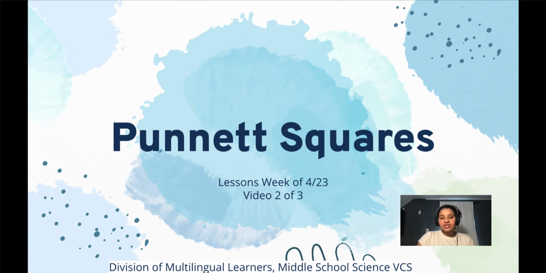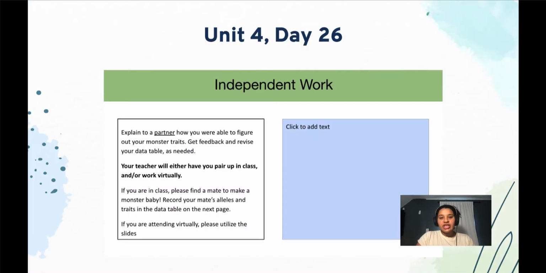Today's video, we are going to use Punnett squares to cross the monsters that we created in our previous lesson. This is for Unit 4, Day 26, where your teacher is going to ask you to work with a partner to make an offspring.